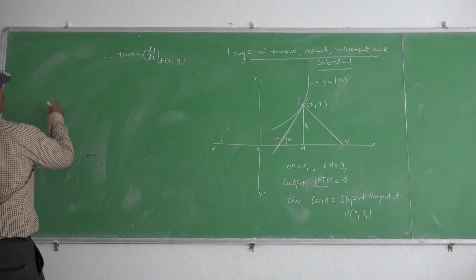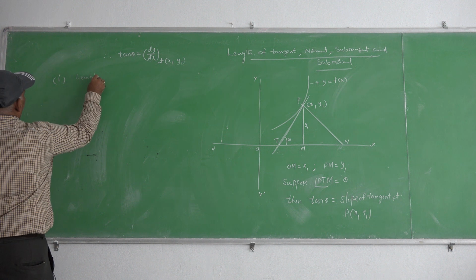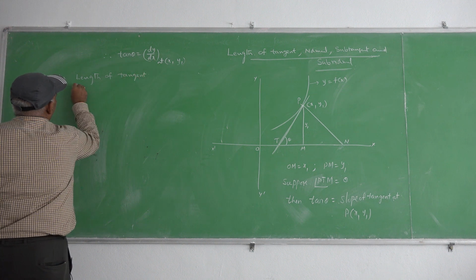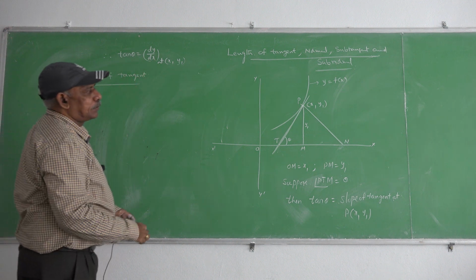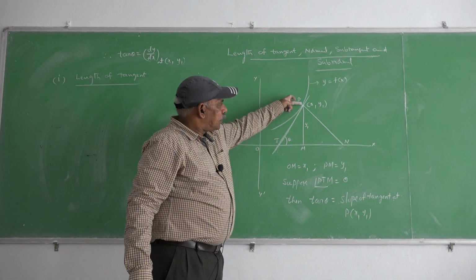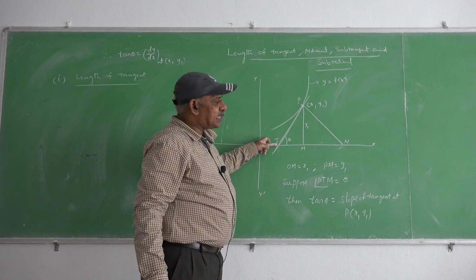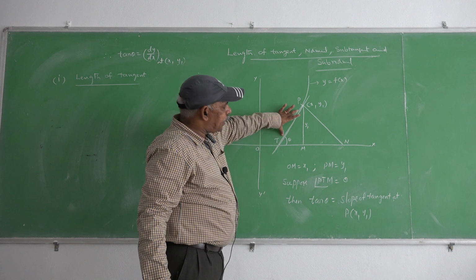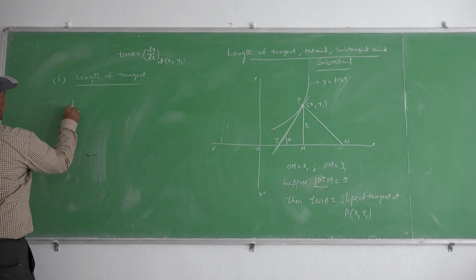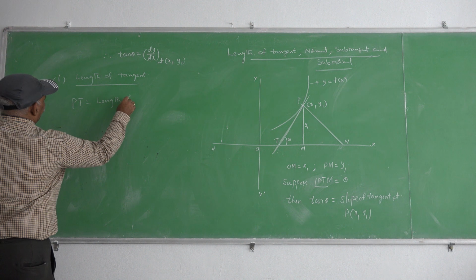Now, what is the length of the tangent? First one, length of tangent. The tangent is drawn at P(x1, y1). The length of the tangent is the distance from P to where the tangent meets the x-axis, that means T. This PT gives us the length of the tangent.